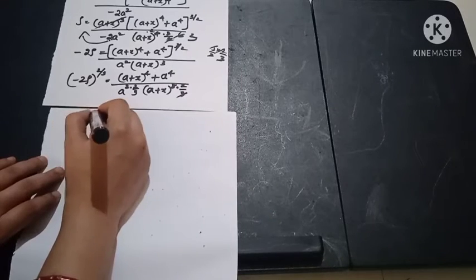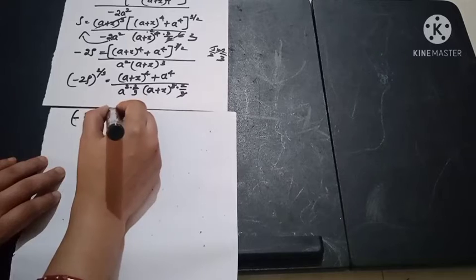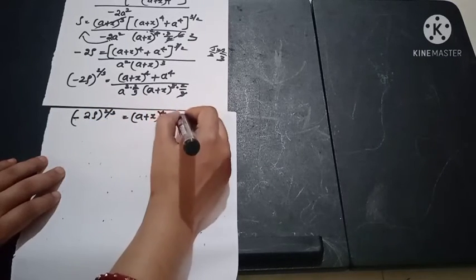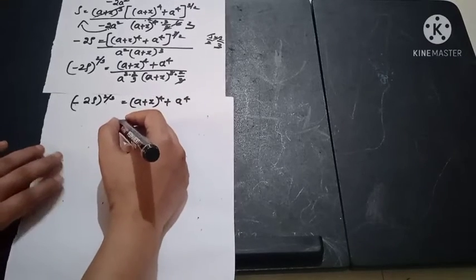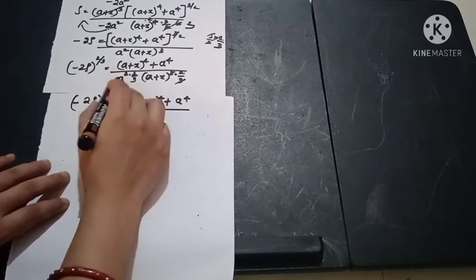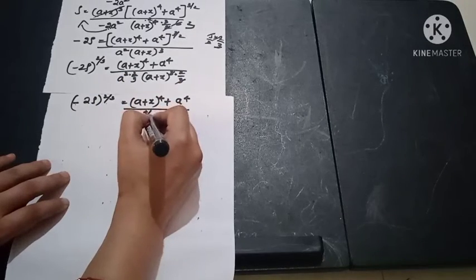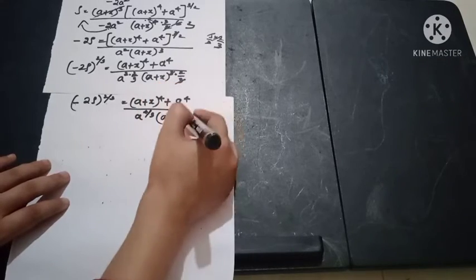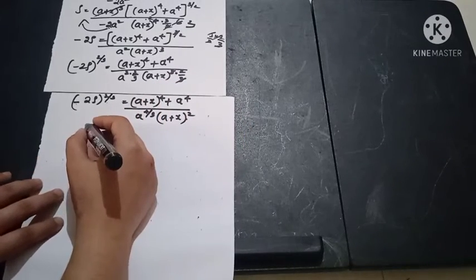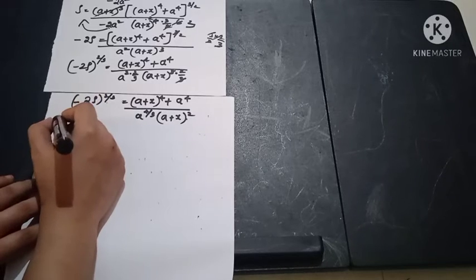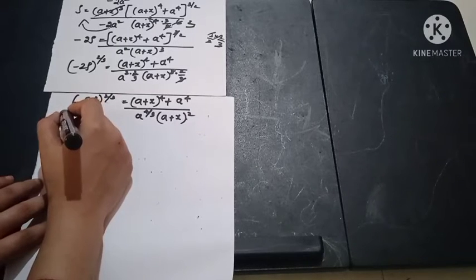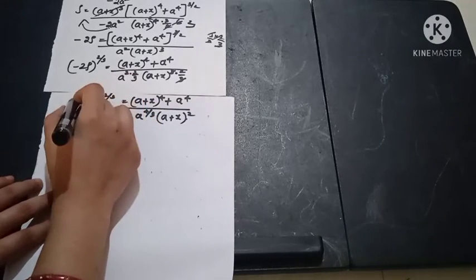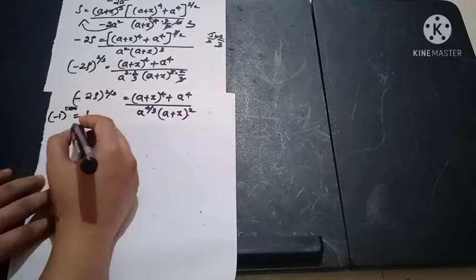So what remains is (2ρ)^(2/3) equals ((a + x)^4 + a^4) divided by a^2 to the power of 4/3, with (a + x)^2 remaining, x squared. Now, minus 1 raised to an even power is 1 itself. This is an even power, so when we raise it to an even power, it gets positive 1.